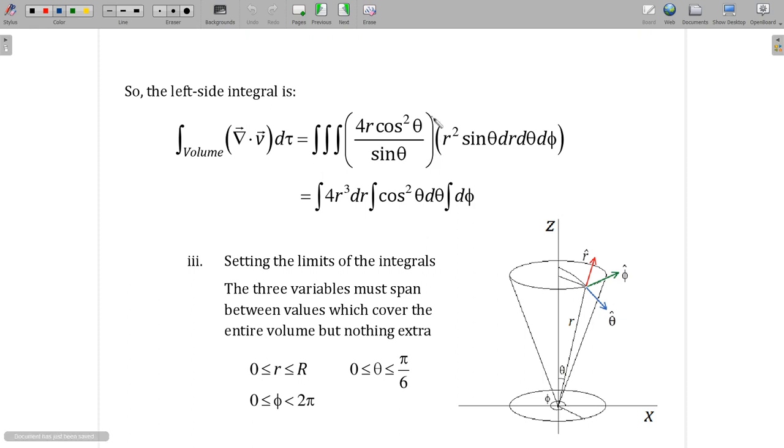So this is the divergence of V, and this is the elemental volume that I multiplied it with. So I get this triple integral. Now we also need to understand how to interpret these triple integrals. What is the meaning of this triple integral?